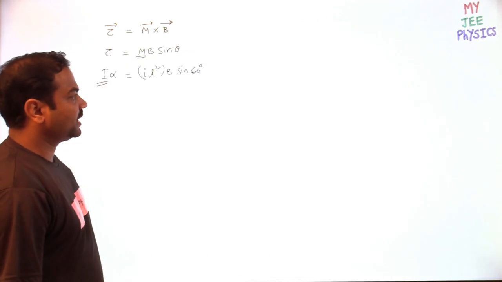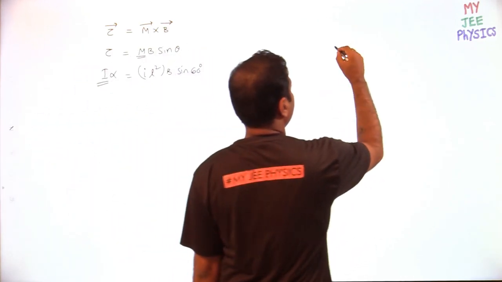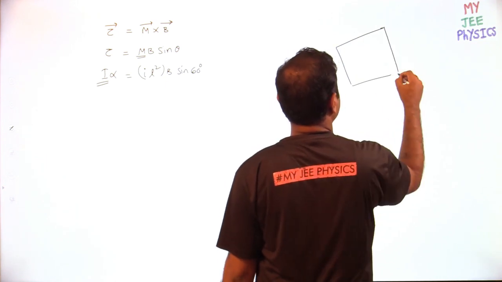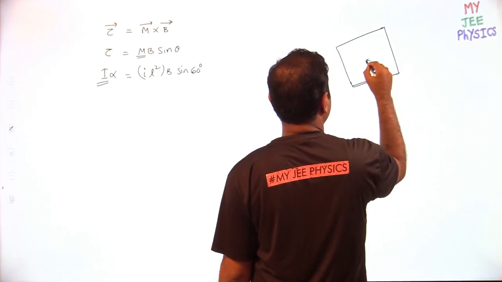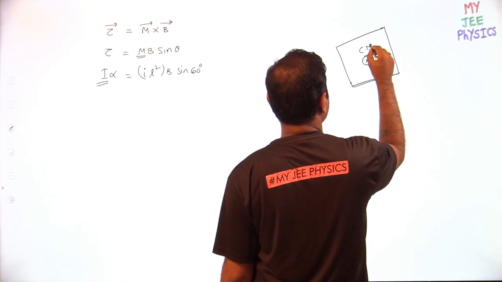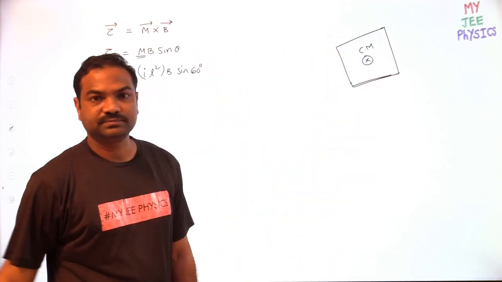So what I am doing is taking the square of 4 rods. First of all I am calculating the moment of inertia passing through the center of mass and perpendicular to the plane.